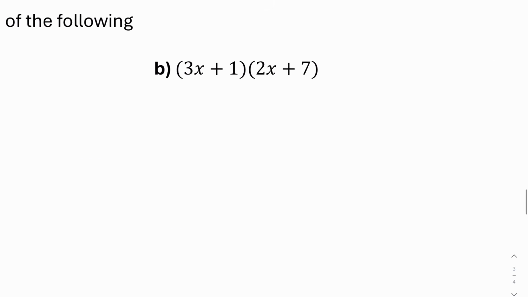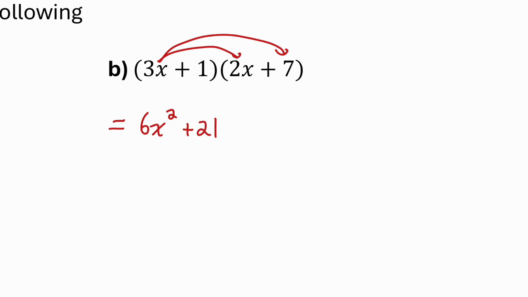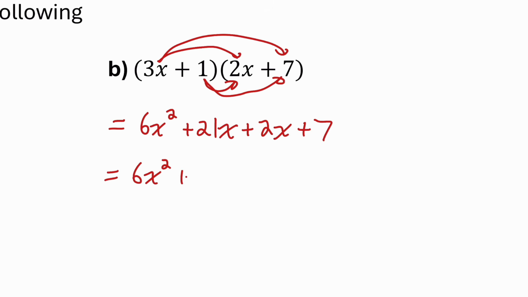And moving on to part B, let's see if we can save ourselves a step here just by finding the products right away. The product of the first terms, 3x and 2x, is 6x squared. And then 3x times 7 is positive 21x. And then the inside terms, 1 times 2x is positive 2x. And then the last terms, 1 times 7 is positive 7. And again, the middle two terms are like terms, so I can collect them together to make 23x. And there's my final answer.